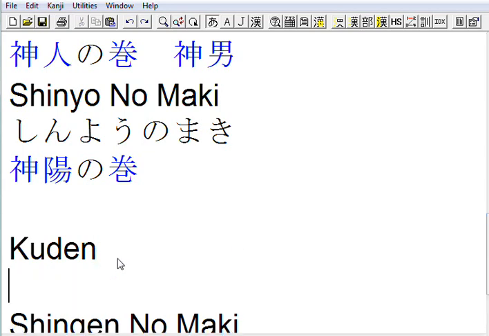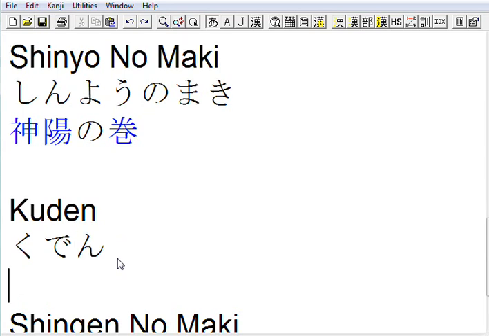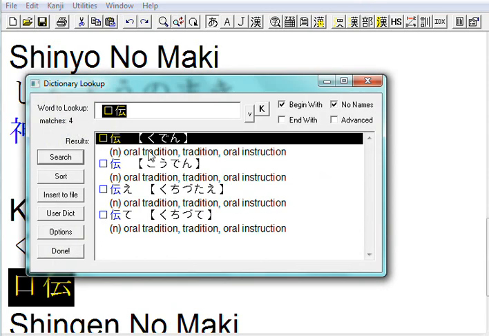And the Kuden section, and let's write that out in kanji. K-U-D-E-N, and this is it then separately. Okay, hold on. D-E-N, and there's our den, and I won't put the other den in there. And what does this mean? What does the Kuden mean? Well, if we go to our dictionary, it says oral tradition, oral instruction.